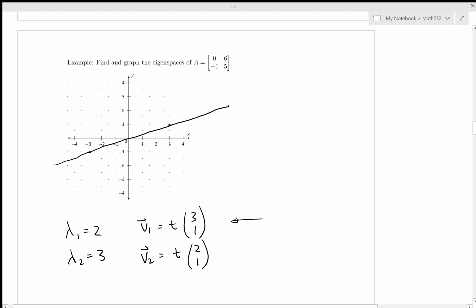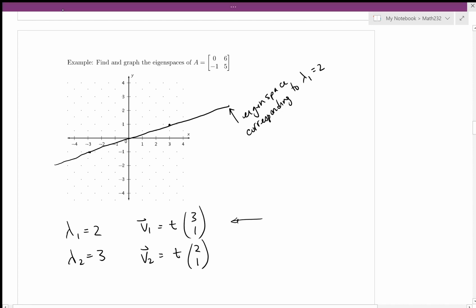So that line is the eigenspace corresponding to lambda 1 is equal to 2.